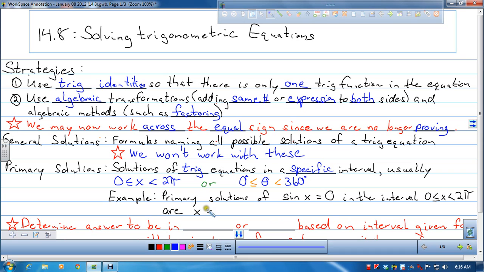Okay. A quick example here, if I have sine of x is equal to 0, well, in the interval between 0 and 2 pi, so on the unit circle, I would look where my y value is 0, right? Because that's what sine is. So where is my y value 0? Well, it is at 0 and pi.